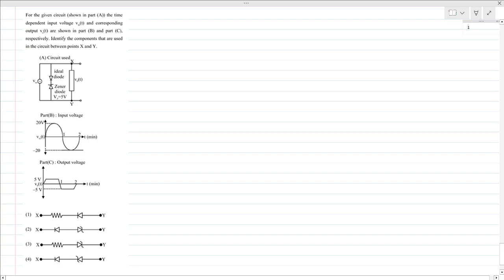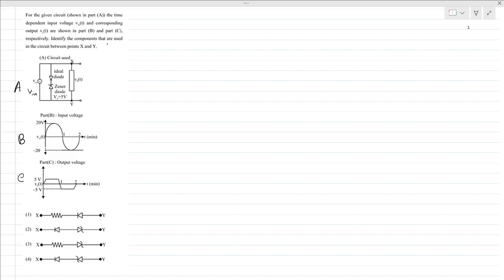The question is given for the circuit shown in part A, with a time dependent input voltage V in. The input voltage is shown in parts B and C. In part B, the waveform, or characteristics of the input voltage, is given as a voltage versus time graph, and the output voltage is given in part C.